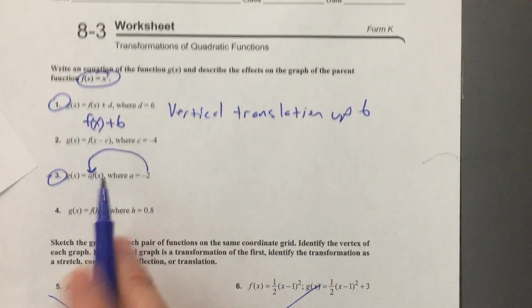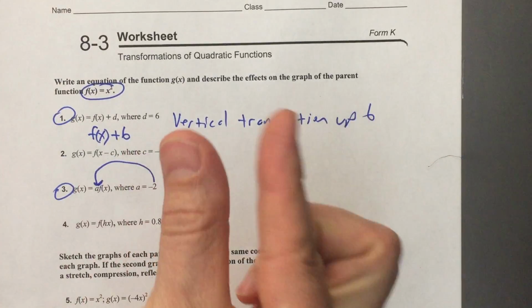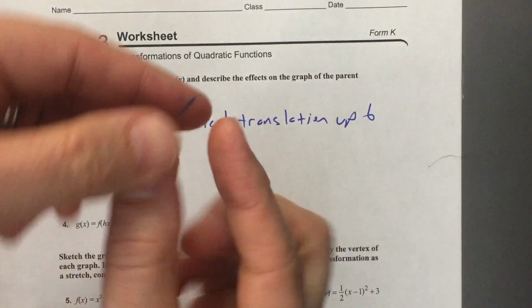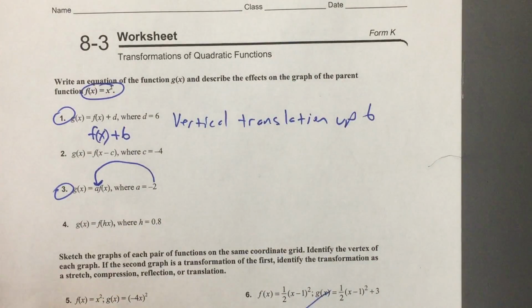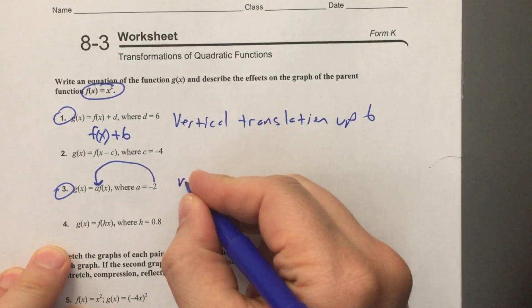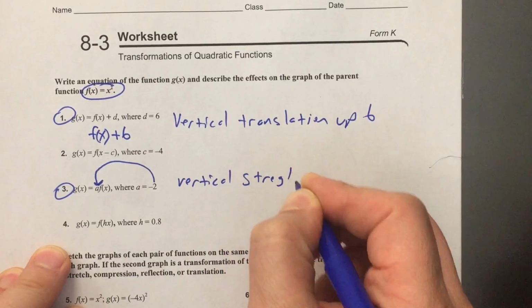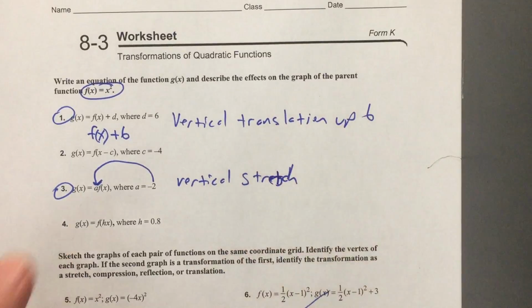The number is bigger, it's getting bigger, so a number that gets bigger is going to make it skinnier. So what do we call a vertical change that makes it skinnier? We call it a vertical stretch. We're stretching that thing to make it skinnier. So it is a vertical stretch. We could say by a factor of 2, but you don't even have to say that. Just say vertical stretch for now.